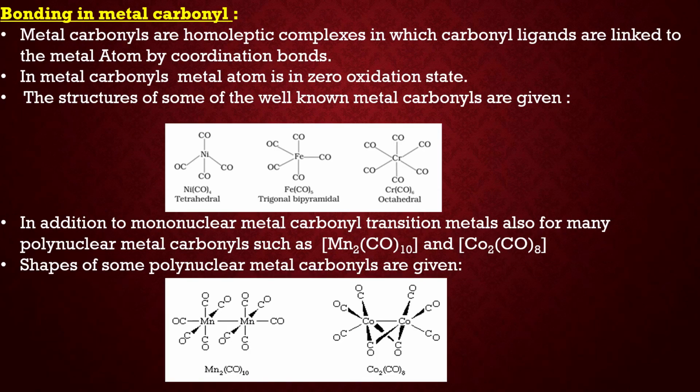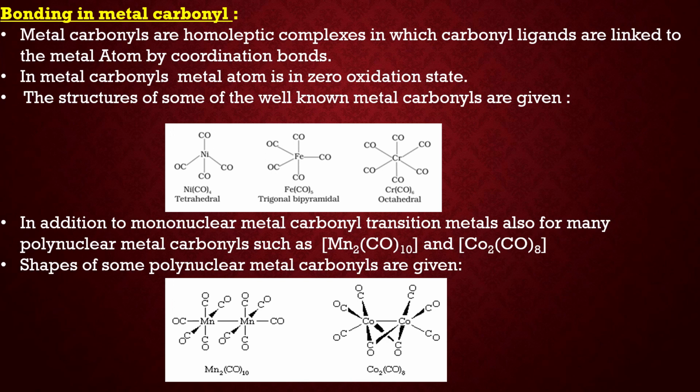Now, bonding in metal carbonyls. Metal carbonyls are homoleptic complexes. Homoleptic means all the ligands are the same, in which carbonyl ligands are linked to the metal atom by coordination bonds. In all the metal carbonyls, the metal atom is in zero oxidation state. The structures of some well-known metal carbonyls are given in the figure. The first is nickel tetracarbonyl, which is tetrahedral in shape. Second is Fe(CO)5, that is trigonal bipyramidal in shape. The third is Cr(CO)6, which is octahedral in shape.